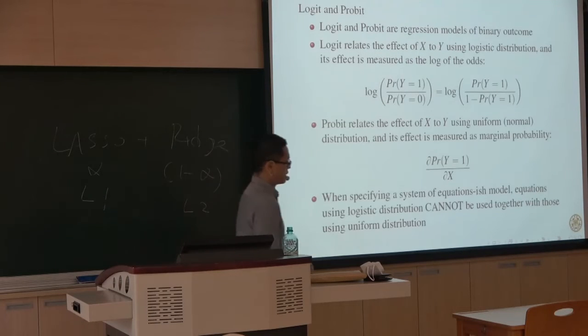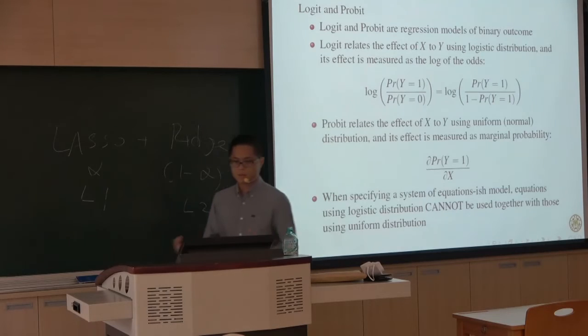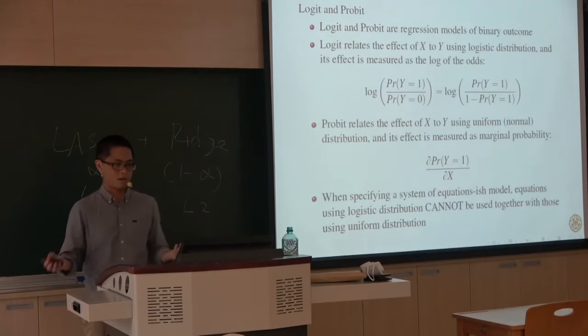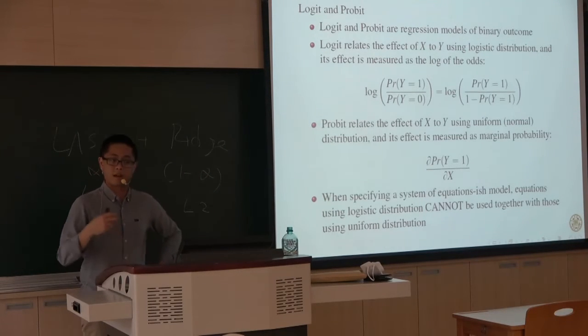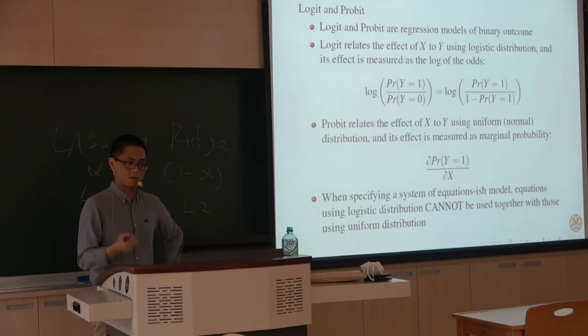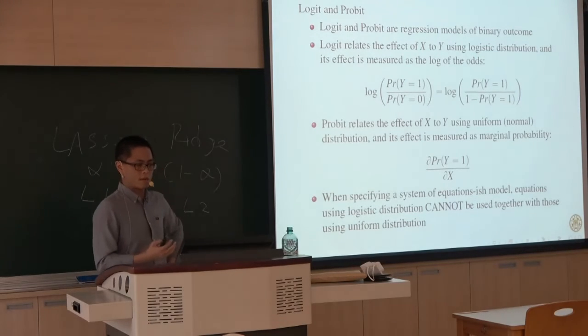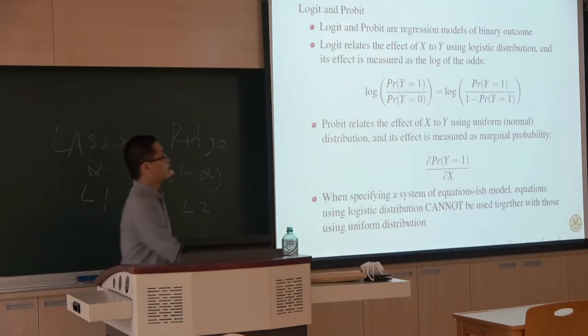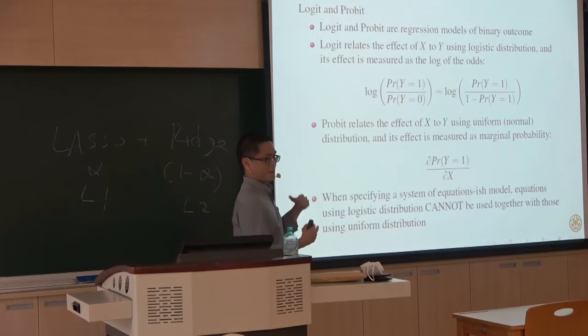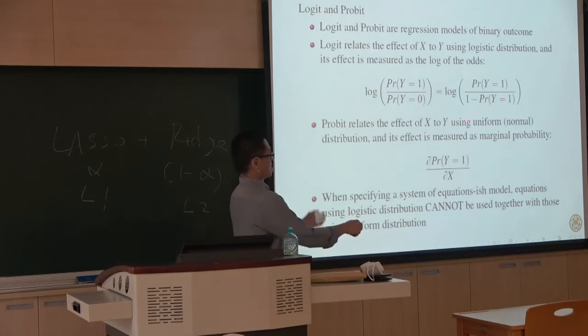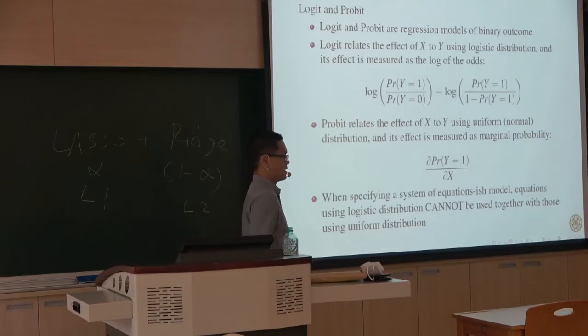Okay, models of binary outcome. Logit and probit are regression models of binary outcome. Logit relates the effect of x to y using the logistic distribution, and this effect is measured as the log of the odds ratio. Right? We spent quite some time talking about this, trying to demystify this measure.